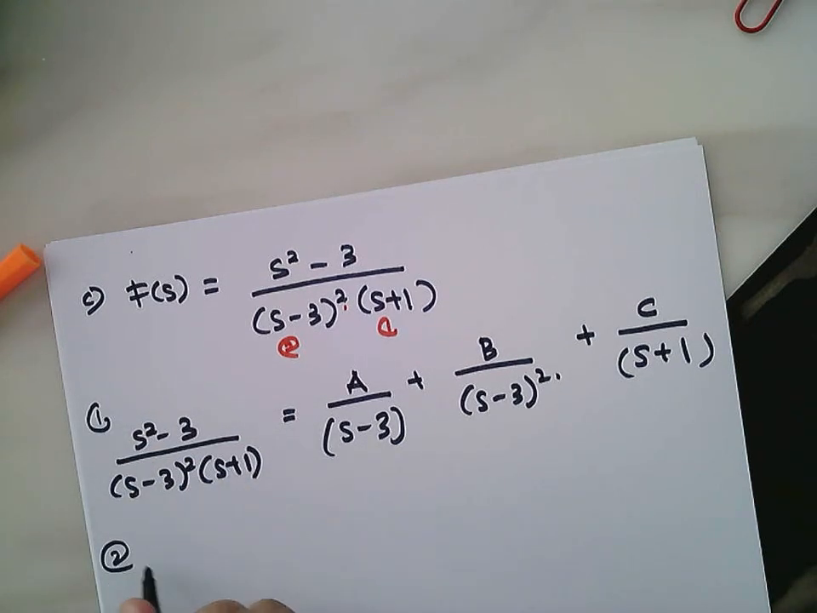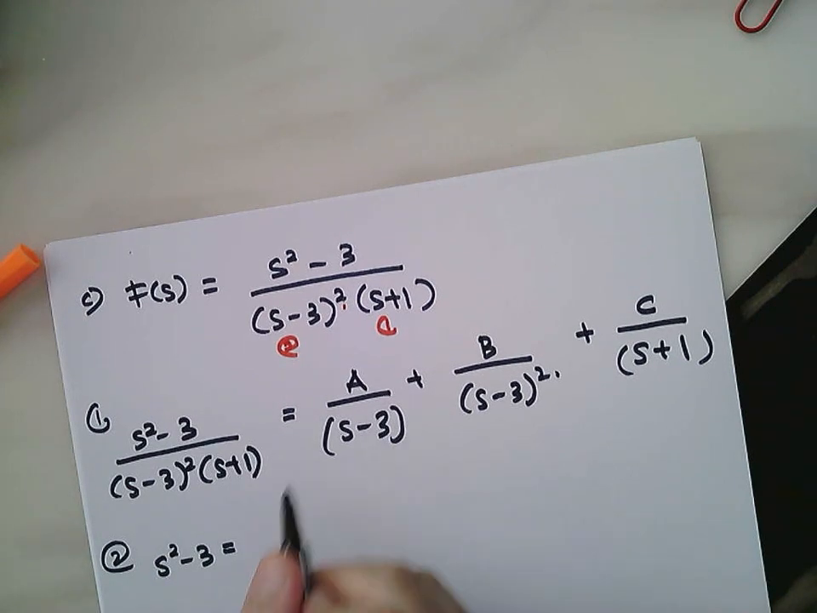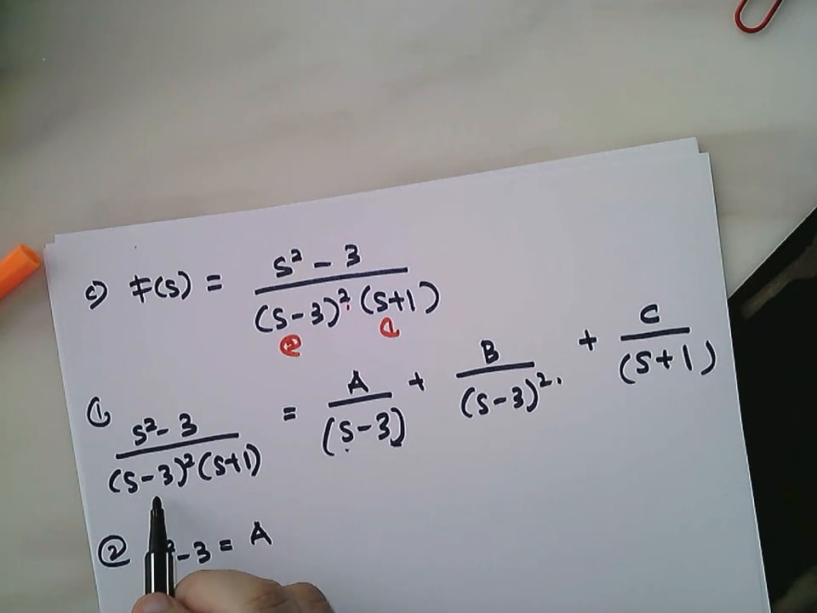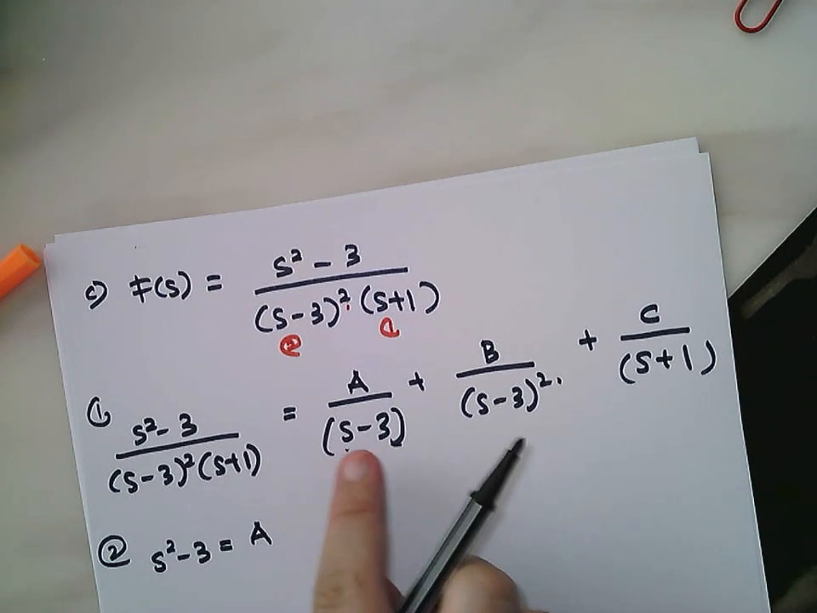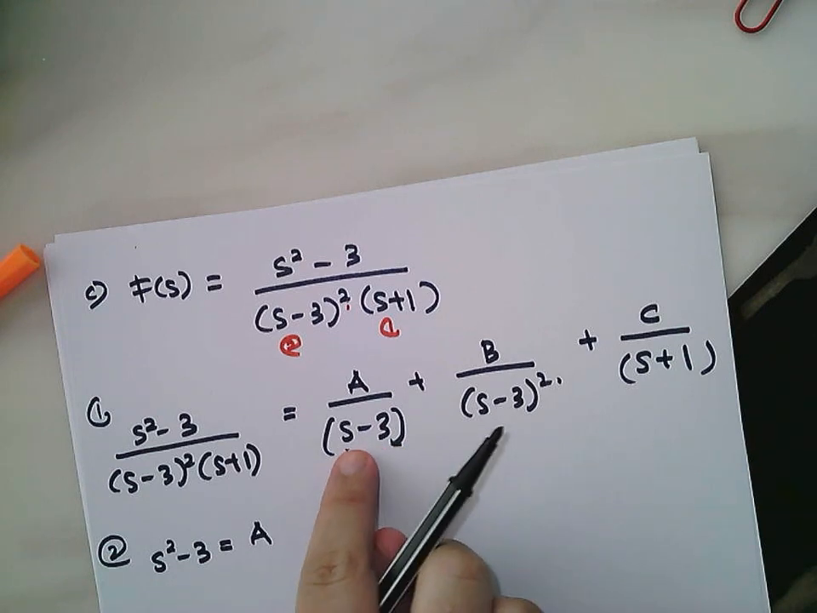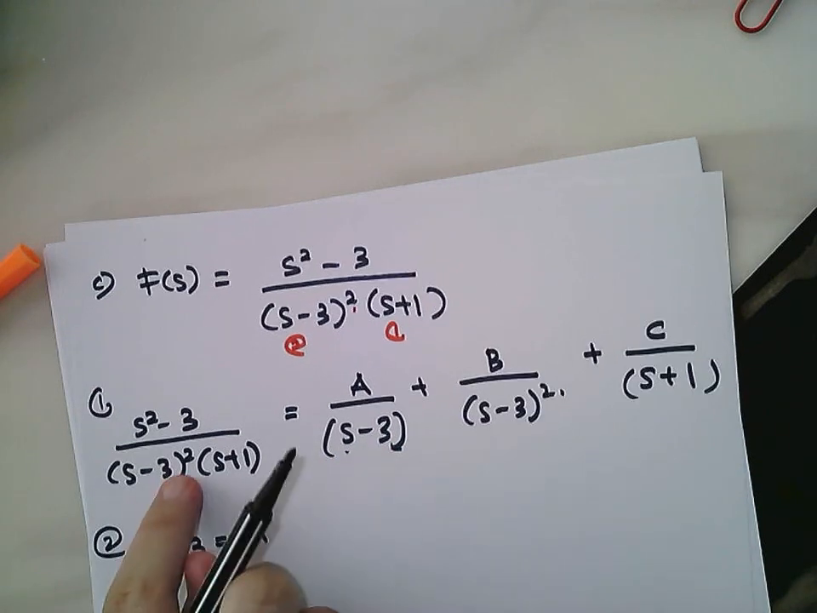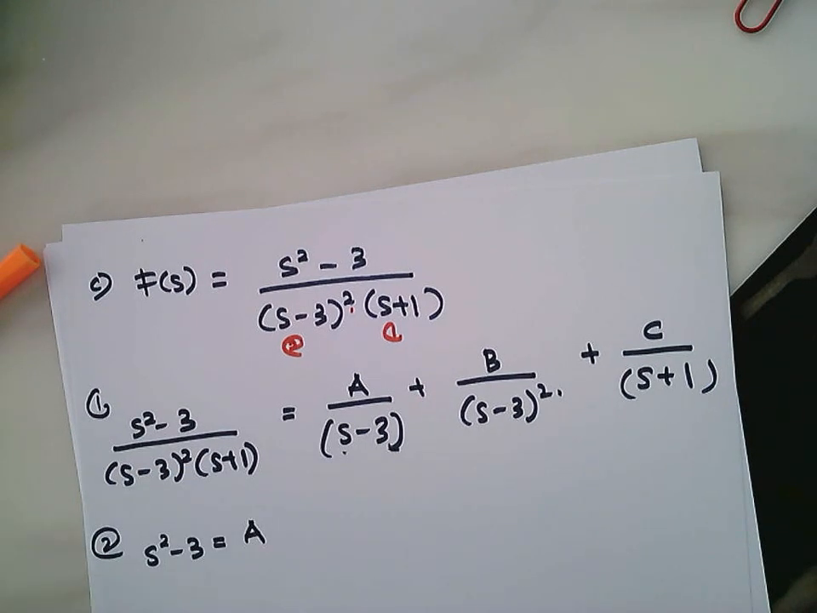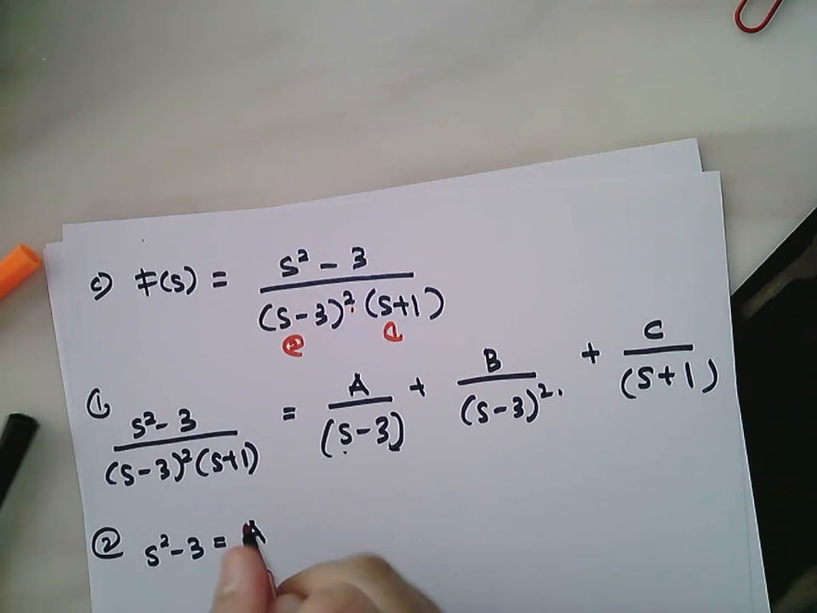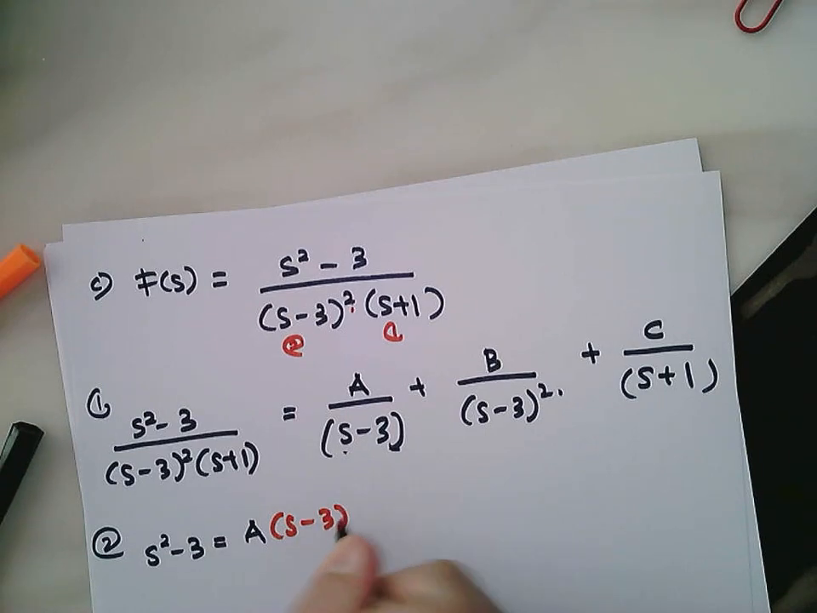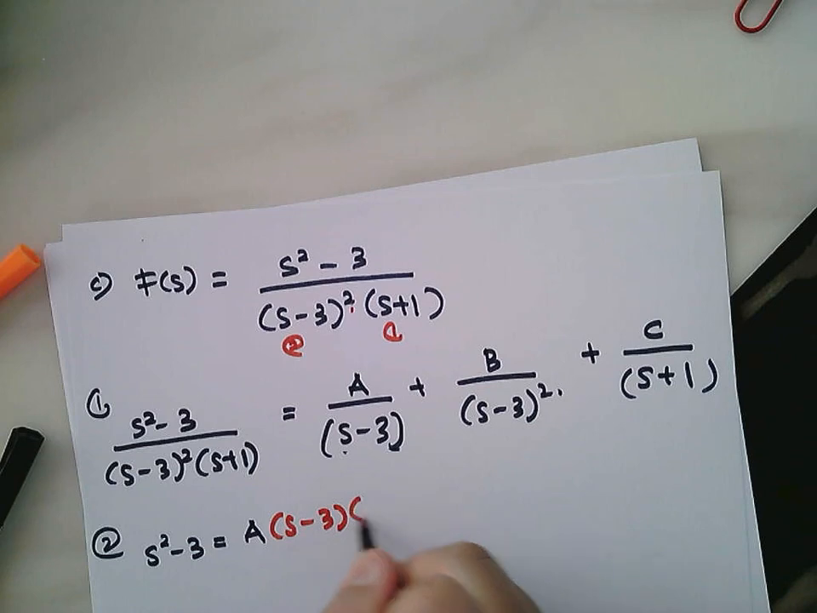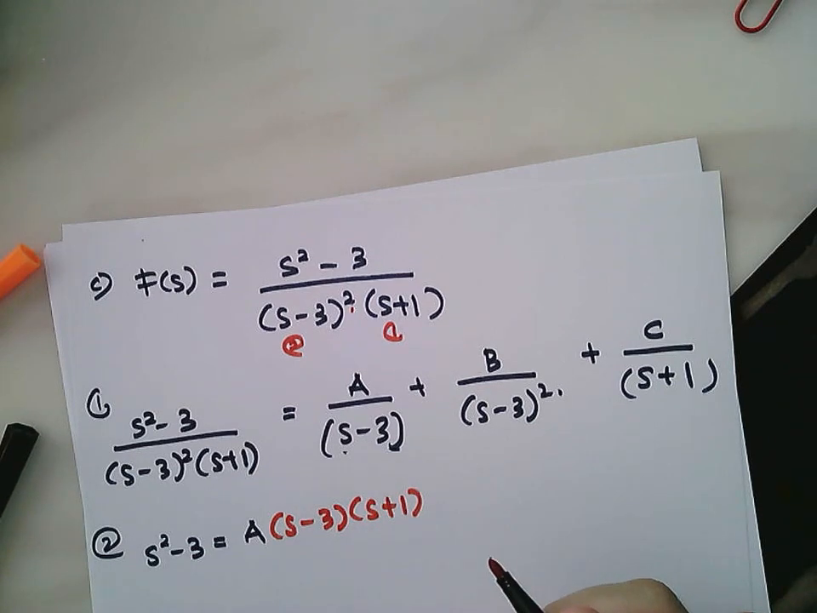On your left hand side you have s squared minus 3 equals A. Compare this with what you have on your left hand side. You have s minus 3, but this is one term, and this one is squared, so you miss another term. So you need to multiply by (s minus 3). And another one is missing, so multiply by (s plus 1).